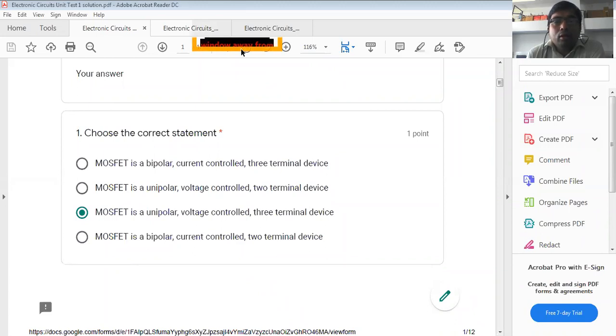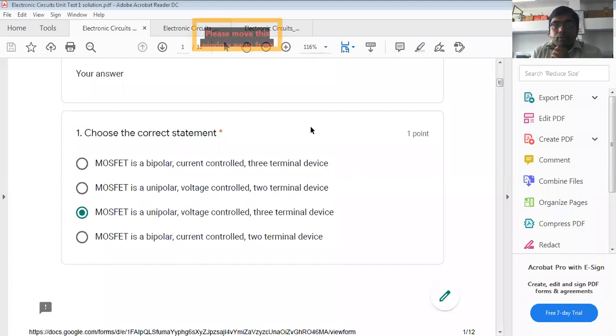Okay. Now we will start the discussion. If anyone has any query during the discussion, you can ask the questions immediately. The first question I asked was related to the MOSFET.